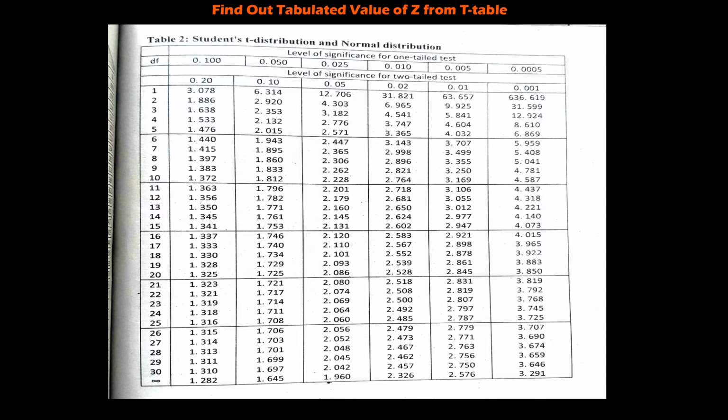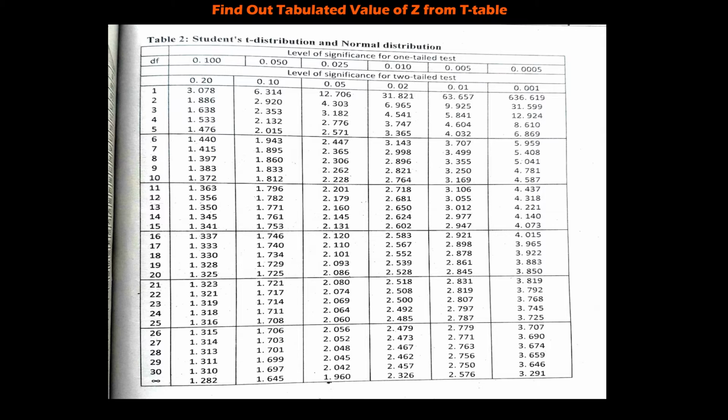Here, let's learn to find the tabulated value of Z from the T-table. Whenever the sample size, that is n, is less than 30, we use the T-table to find the Z value. The Z value is obtained by the degrees of freedom, df, with the infinity sign and various levels of significance for a two-tail test.